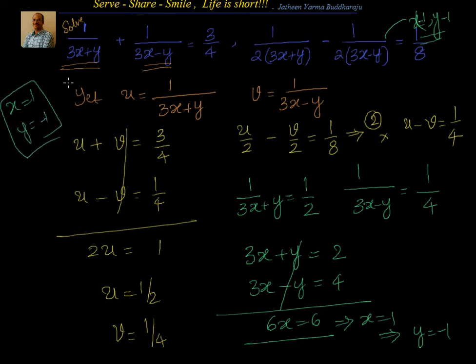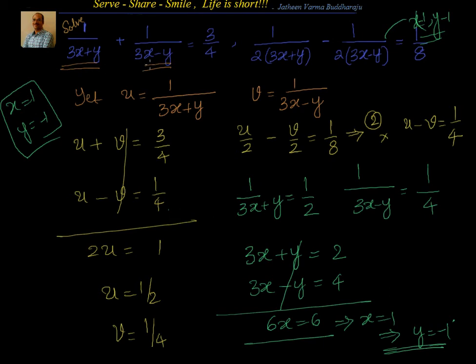Let's cross check that. 3 into 1 is 3, 3 plus 3 minus 1 is 1/2... 1/2 plus 1/4 is 3/4. Similarly, 3x plus y is 2 and 3x minus y is 4, so 1/2 minus 1/4 is 1/4... 1/4 minus 1/8 is equal to 1/8. So x = 1, y = −1 are the solutions.